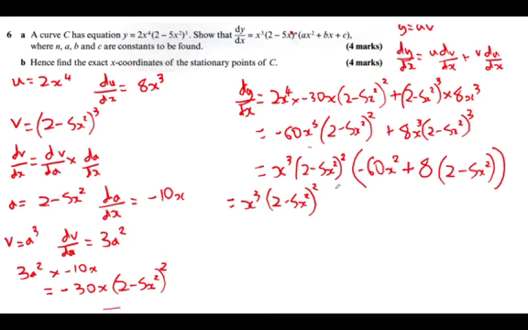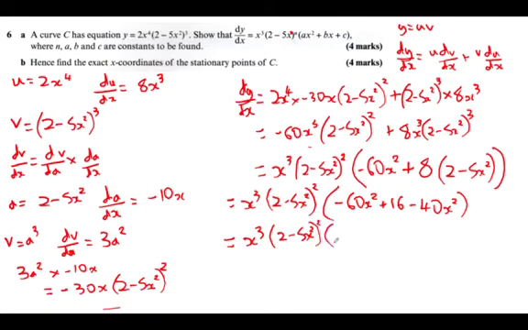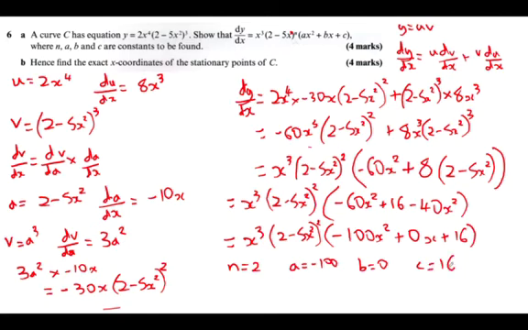Okay, now let's look at this bracket. I've got minus 60x squared plus, let's do 16, 8 times 2, and then 8 times minus 5x squared is minus 40x squared. Alright, and finally looking at that, I get x cubed (2 minus 5x squared) and then minus 60x squared minus 40x squared, minus 100x squared plus 0x. Okay, I could even write that as 0x plus 16. Okay, so n equals 2, a equals minus 100, b equals 0, and c equals 16.